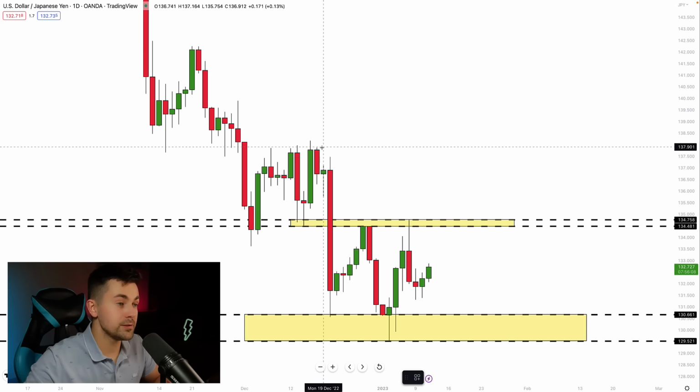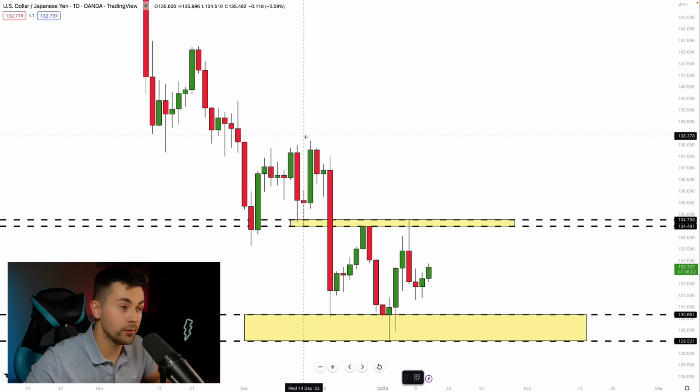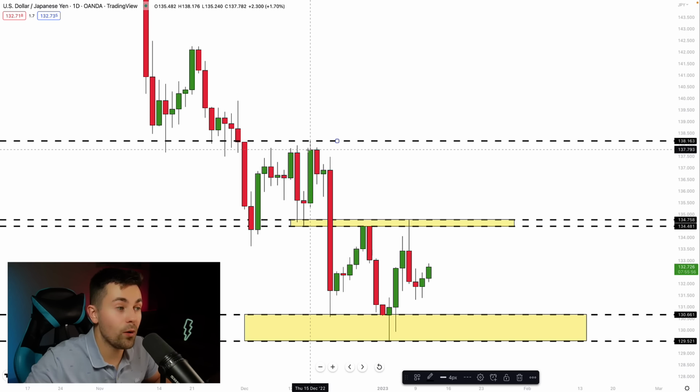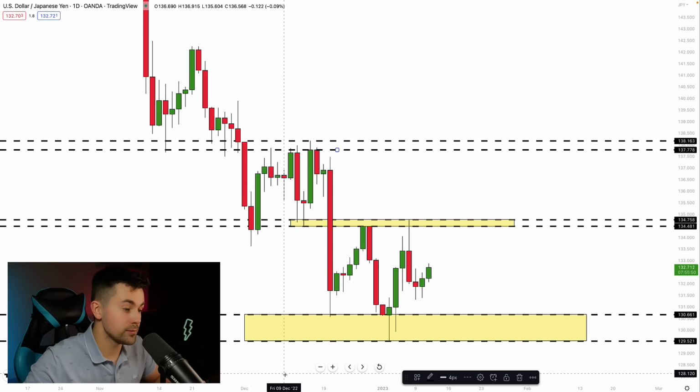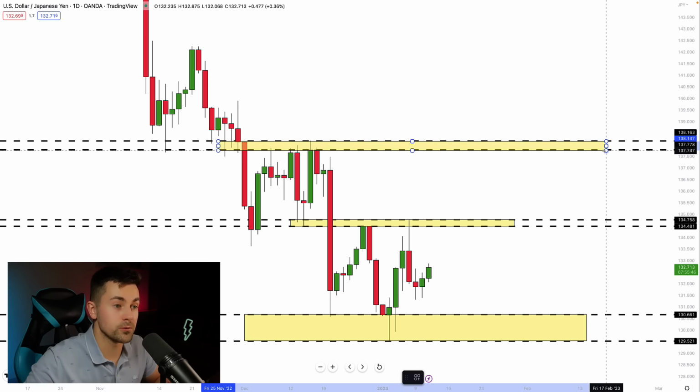Then let's take that structure right here. First of all, let's take the highest wick. Here it goes. It is the upper boundary of that resistance, and the lower boundary of that resistance will be the highest candle close, right?